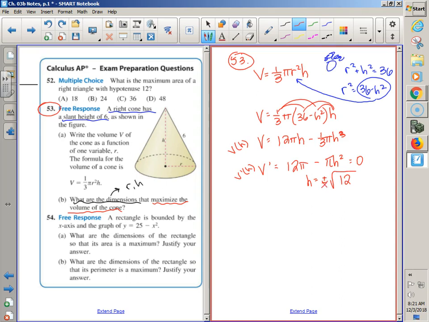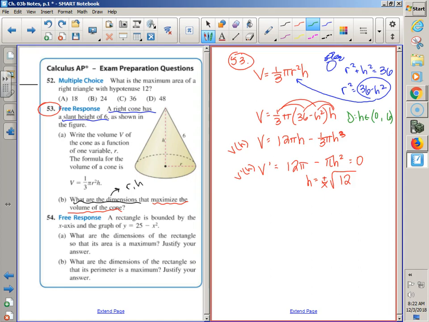Speaking of making sense, shouldn't we think about endpoints for a second? For our endpoints, let's think about domain. How small can h be? Well, 0, but it can't be 0 or there wouldn't be a cone. How big can h be? Well, let's say we used all of this on h. So r didn't have any, which isn't practical. But what's the biggest that h can be if r isn't using any of this? 6. So h can go up to 6, but not including 6.